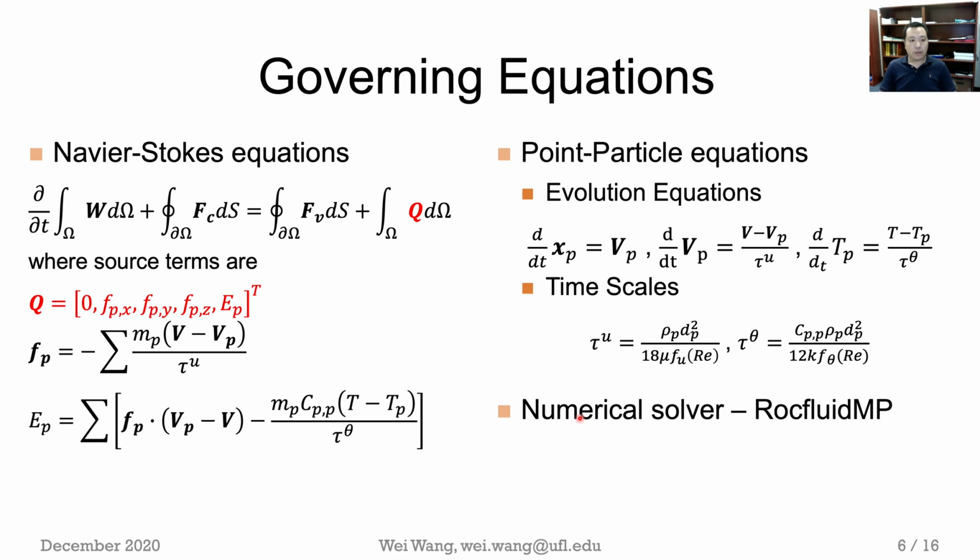For the governing equations of the CFD solver, we use the Navier-Stokes equations that are coupled with particle sources through this Q term here, which is the coupling term, and the source from the particles is given by the evolution equation. By solving the evolution equation of the particles, the location, the velocity, and the temperature of each particle are tracked and evolved in time. The numerical solver we use is called Rocfluid MP, and the particle solver we use is called Rocpart, a built-in module of Rocfluid.